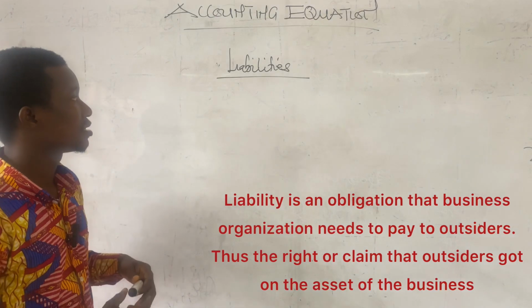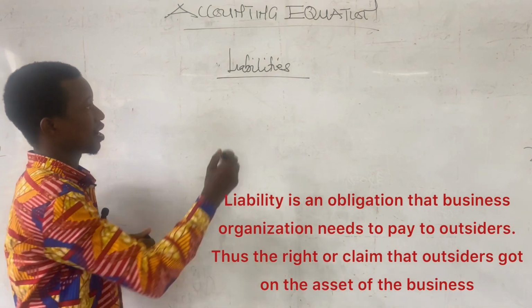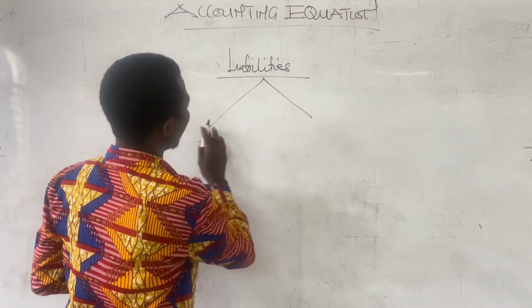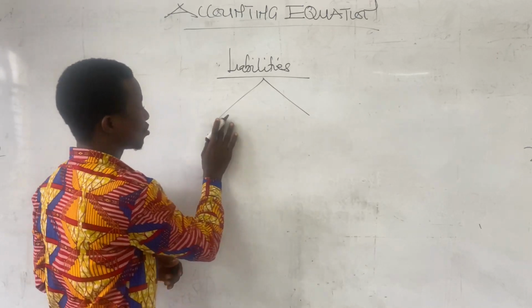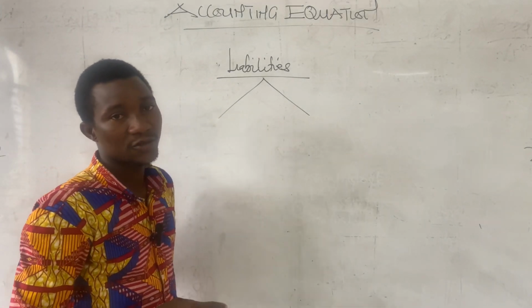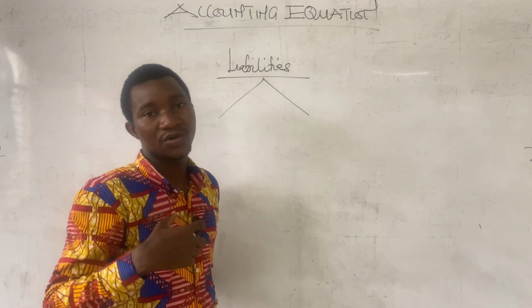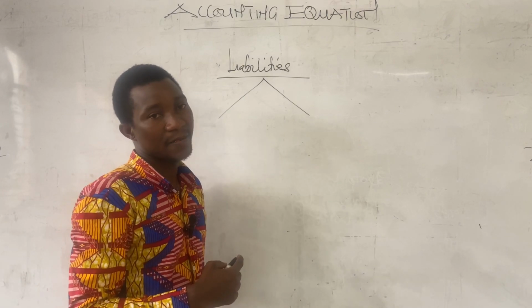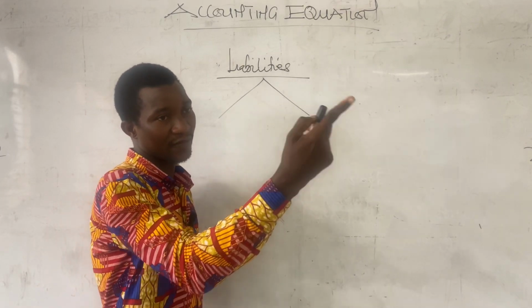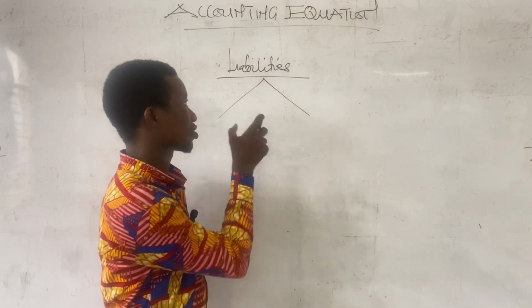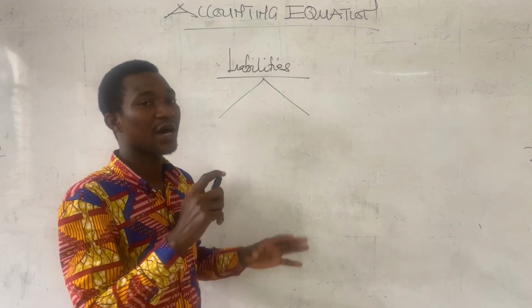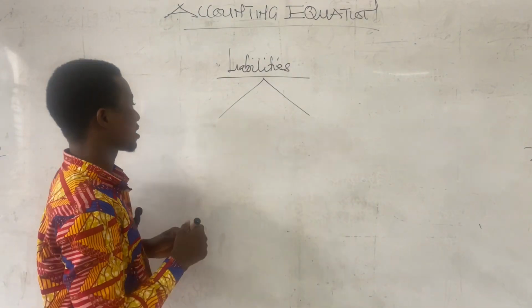This same liability can be classified into two. So for instance, when a business goes out to borrow money, an amount of 1,000, to add to his capital to acquire any asset, the amount of money borrowed from the outsiders is considered as a liability. And we have two broad classifications of liabilities as well.